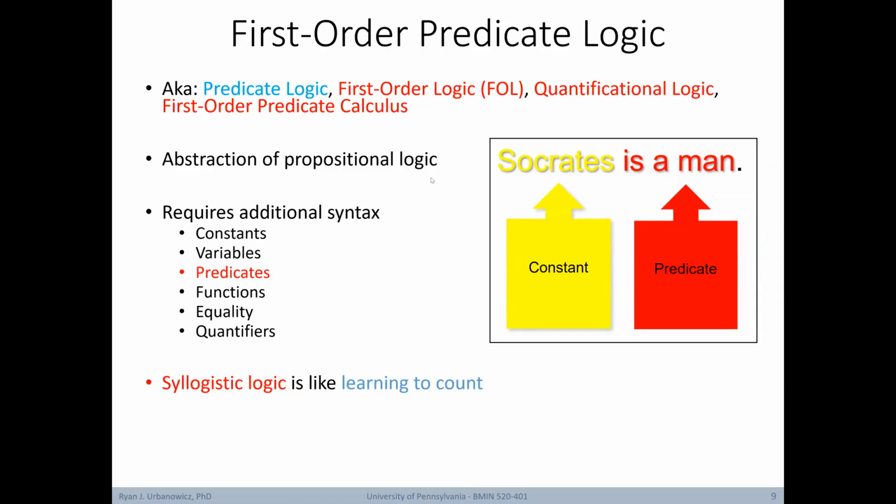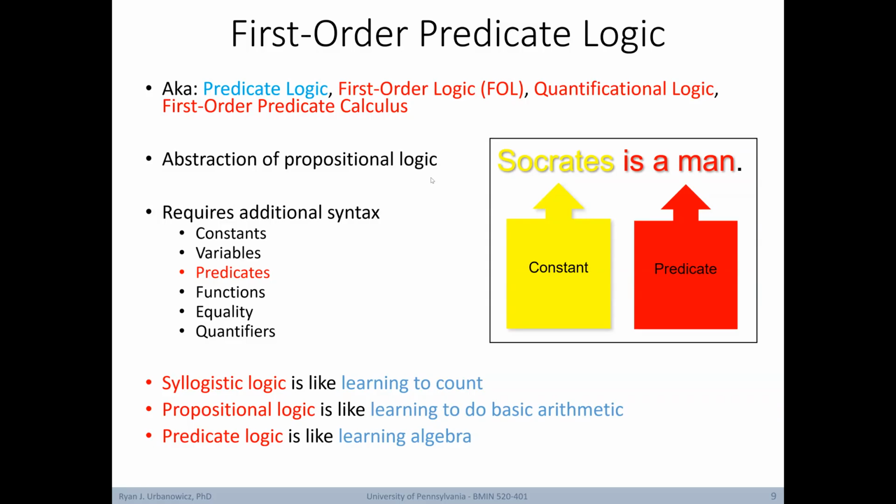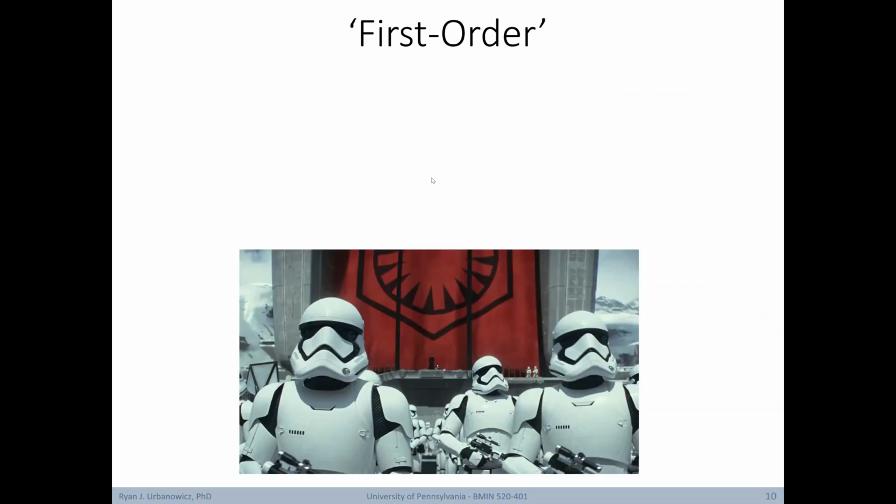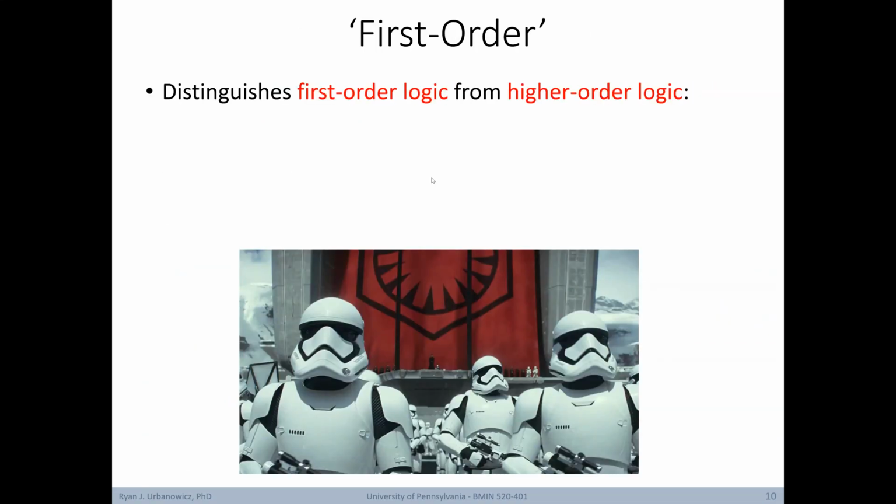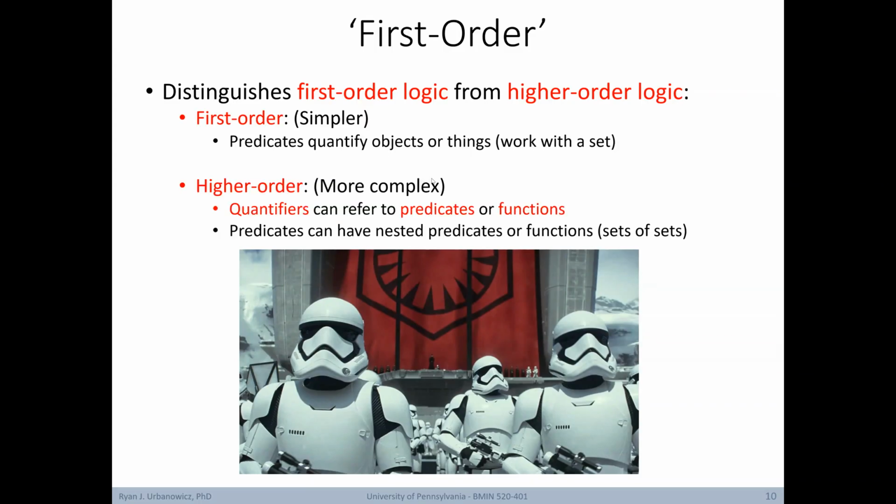As an analogy, let's say that syllogistic logic is like learning to count. Propositional logic is more like learning to do basic arithmetic. And that makes predicate logic like learning algebra. Each of these forms of logic are a progressive elaboration building on the one that comes before it. So what do we mean by first order? Obviously not this. The term first order basically distinguishes first order logic from other higher order logics. First order is simpler. For the purpose of this course, we're not going to dive into higher order logics. I bring it up here just so you're aware that they exist.